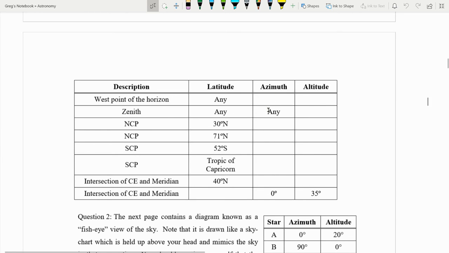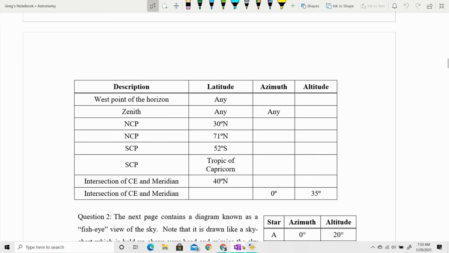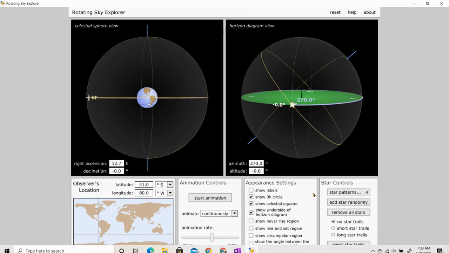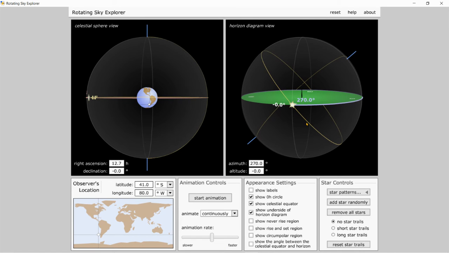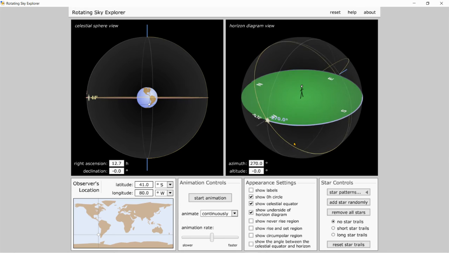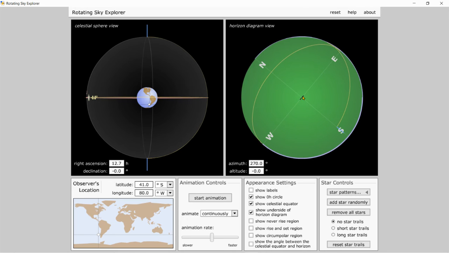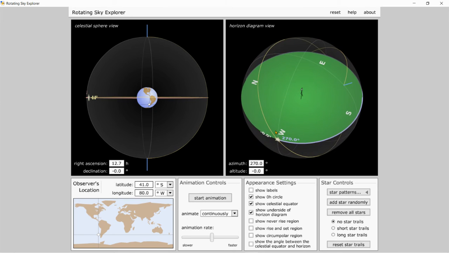270 and 0. Where's the zenith? It doesn't matter what the azimuth is, and it doesn't matter what the latitude is. Just the zenith. Let's take a look at our zenith. We've talked before, the zenith is straight up, that point right up at the top. So let's take this star and put it right there. And we should know that this would be 90 degrees.